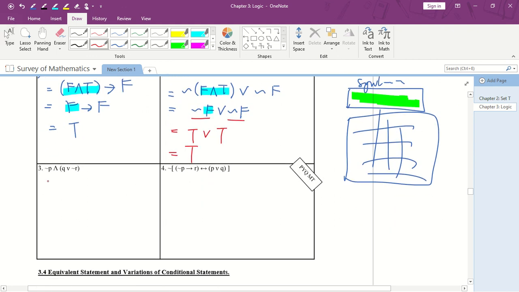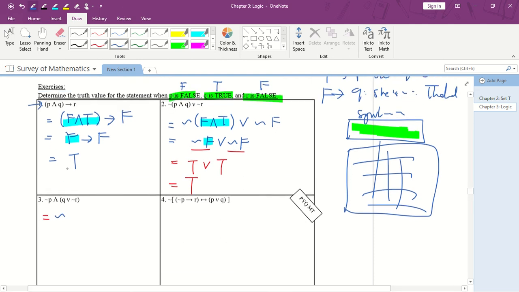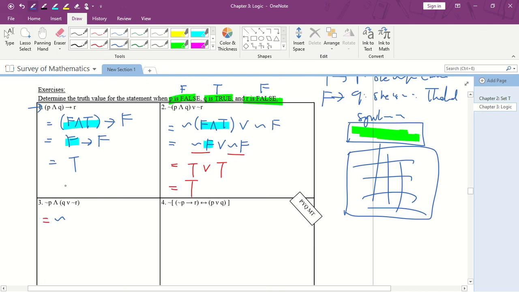Let's look at the next one. Okay, let me change the blue color. Negation P. So what is your P? Your P in the question here is false. So negation false and Q. Q is true. Or negation R. R is false. So again, negation false means that it is true. Negation means negation. Okay. T. Or. Negation of F is true.